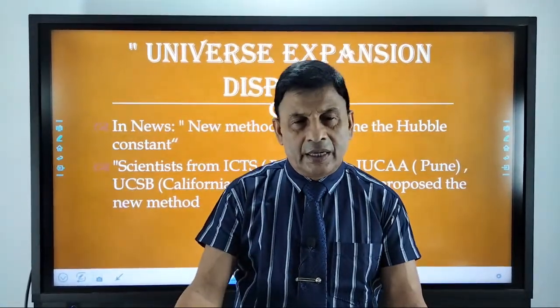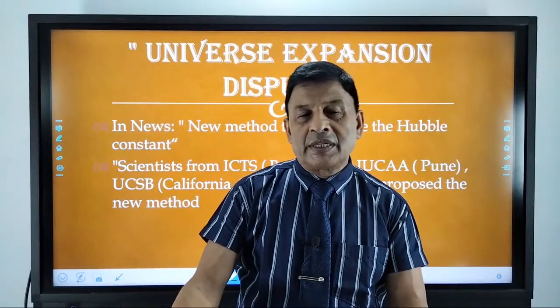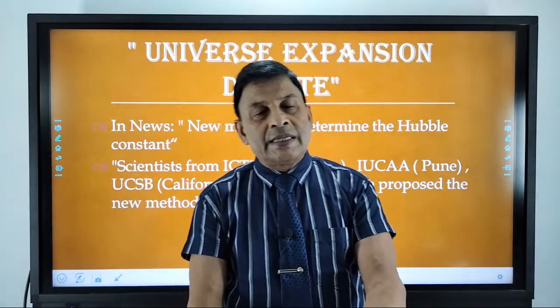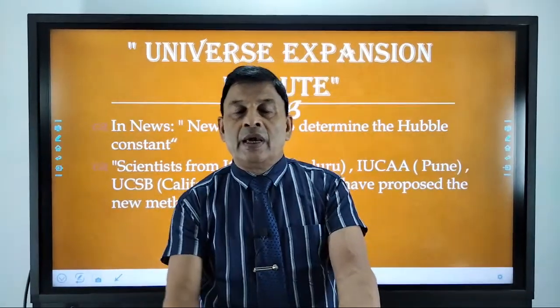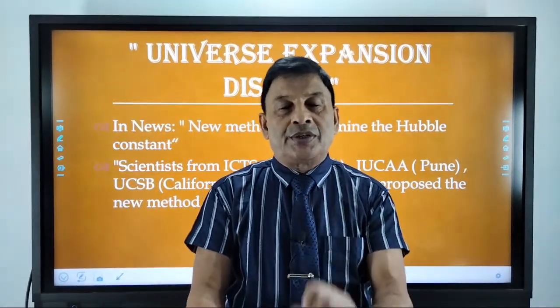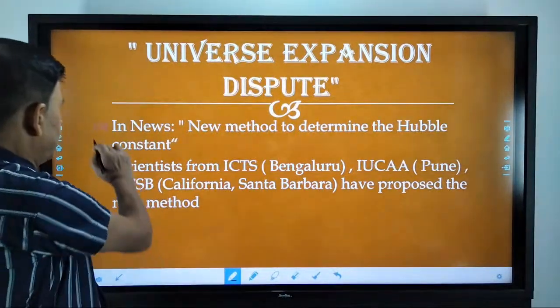And just as I told you, it's in news, a new method to determine the Hubble constant. And it's news because scientists from ICTS Bengaluru, IUCAA Pune, and UCSB California, Santa Barbara, these scientific institutes or organizations, have proposed the new method. See?